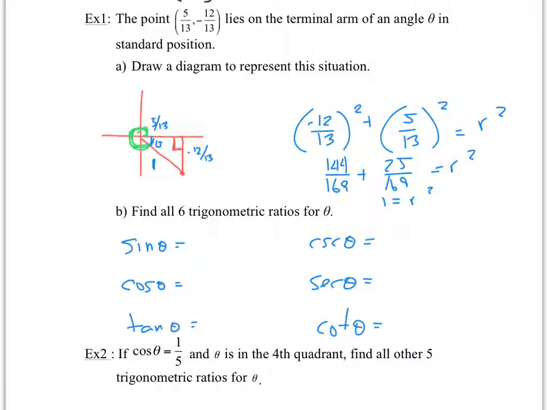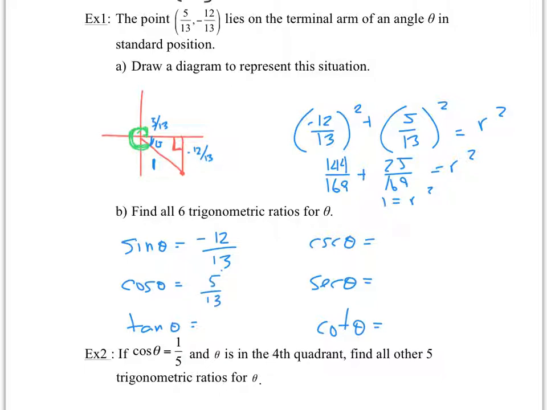Okay, so sine theta, the sine is the opposite over the hypotenuse. Well, the hypotenuse is always going to be 1, so that's easy. It'll just be the y value. So sine is negative 12 over 13. Notice that it corresponds to the y value of your point, because it's on the unit circle. Well, the same thing will happen with cos. So cos is 5 over 13.